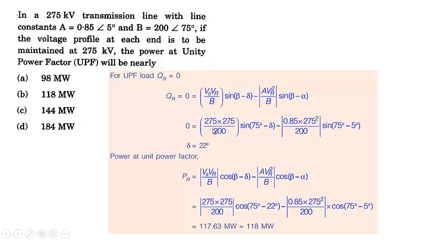So from QR we get the value of delta, and power at unity power factor will be PR equal to VS VR by B cos of beta minus delta. Every constant is given over here, so you can calculate it. It comes out to be 118 megawatt nearly. So I think a question very similar to this we have done in the class.